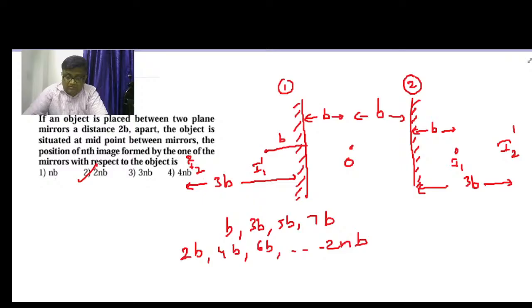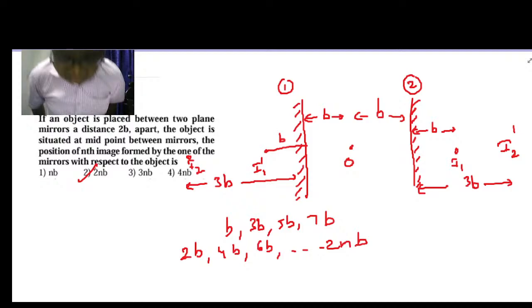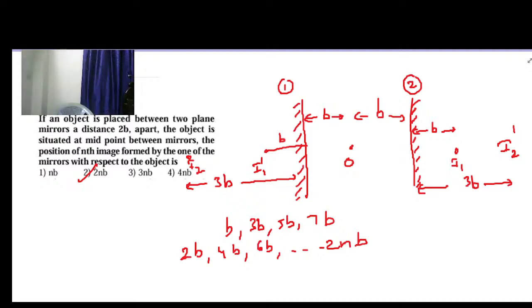All right. So these are some standard results which you can remember. Just a minute. So you can remember this as a standard result also, that if you place an object between two parallel mirrors, they form a series. It will be like b, 2b, 4b, 6b, 2nb. So this as a result also you can remember. Okay. Now let us go to another interesting question.